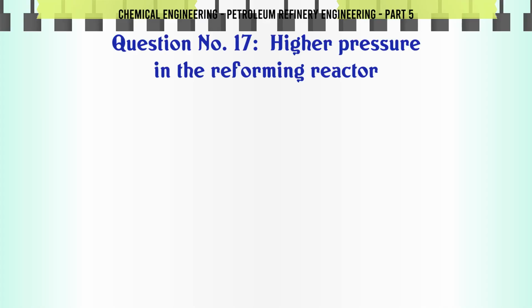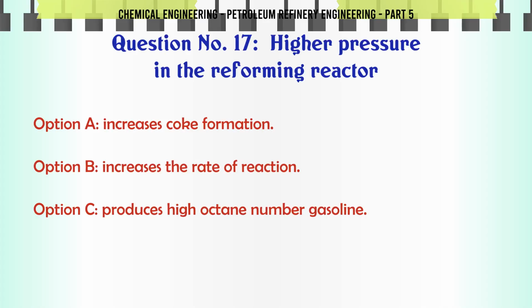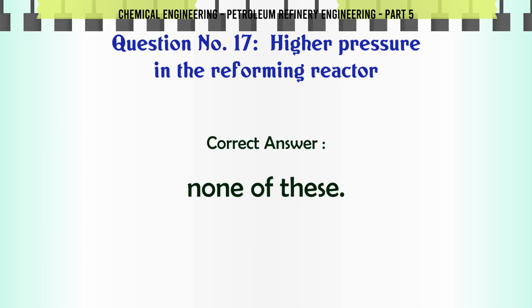Higher pressure in the reforming reactor A. Increases coke formation. B. Increases the rate of reaction. C. Produces high octane number gasoline. D. None of these. The correct answer is none of these.